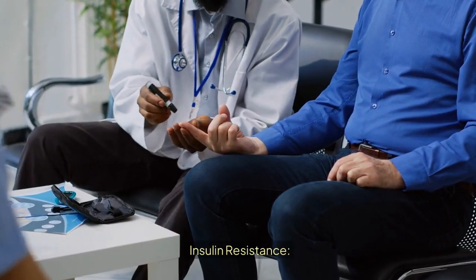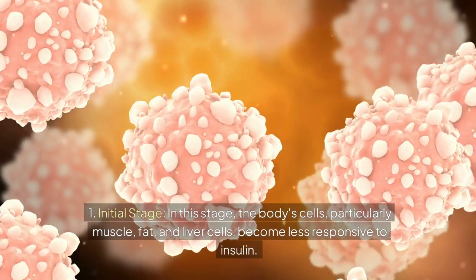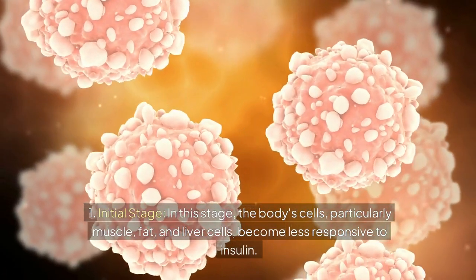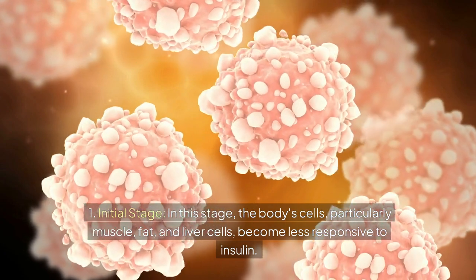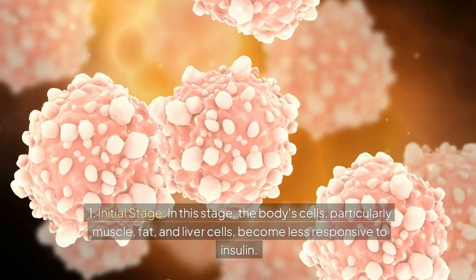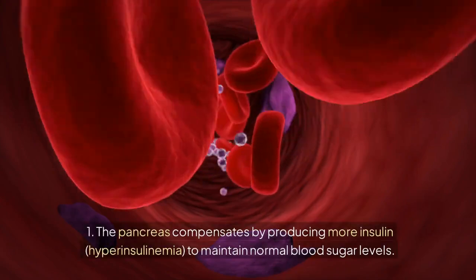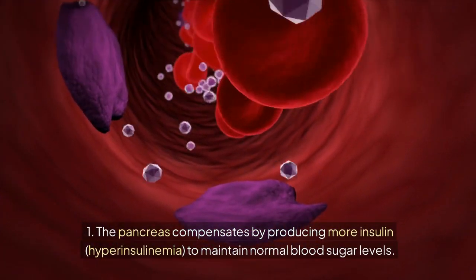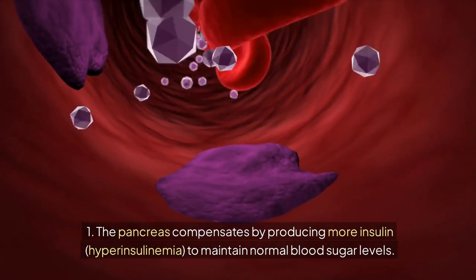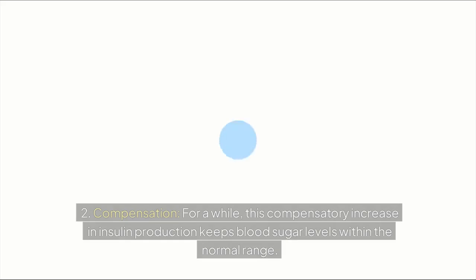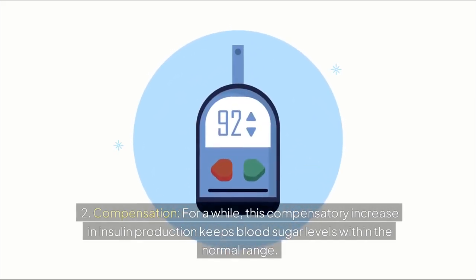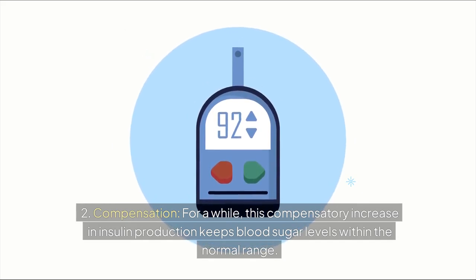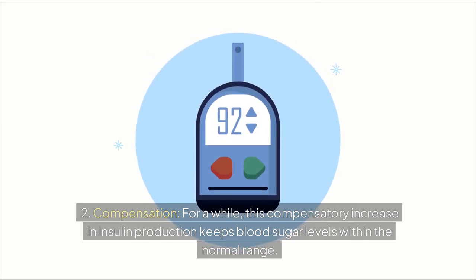Insulin resistance. 1. Initial stage. In this stage, the body's cells, particularly muscle, fat, and liver cells, become less responsive to insulin. The pancreas compensates by producing more insulin, hyperinsulinemia, to maintain normal blood sugar levels. 2. Compensation. For a while, this compensatory increase in insulin production keeps blood sugar levels within the normal range.